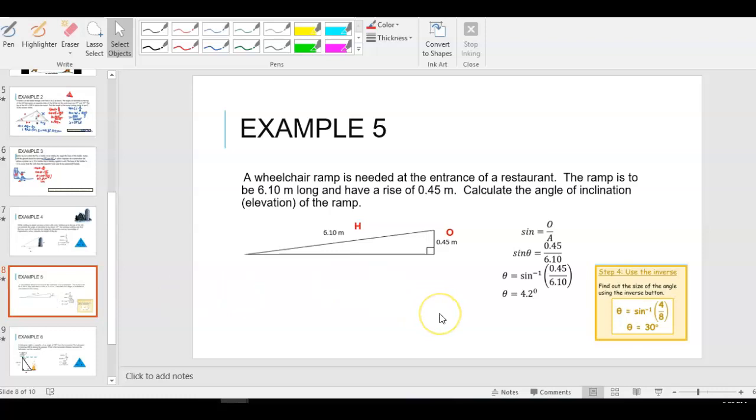The next example. A wheelchair ramp is needed at the entrance of a restaurant. The ramp is to be 6.10 meters long. So understand here what is the given information. The ramp is 6.10 meters long and has a rise of 0.45 meters. Calculate the angle of inclination, or the angle of elevation, that's what it stands for, of the ramp.